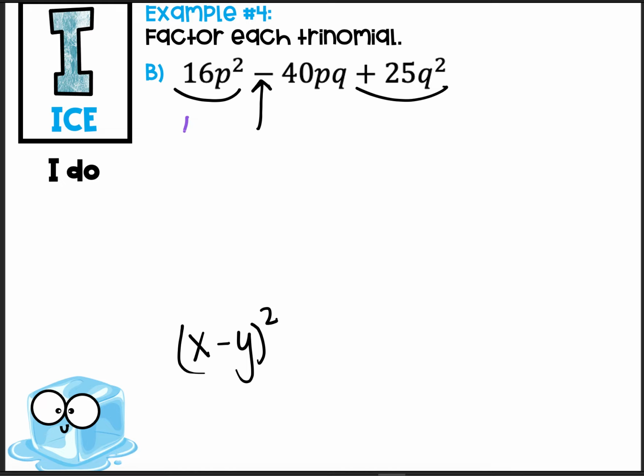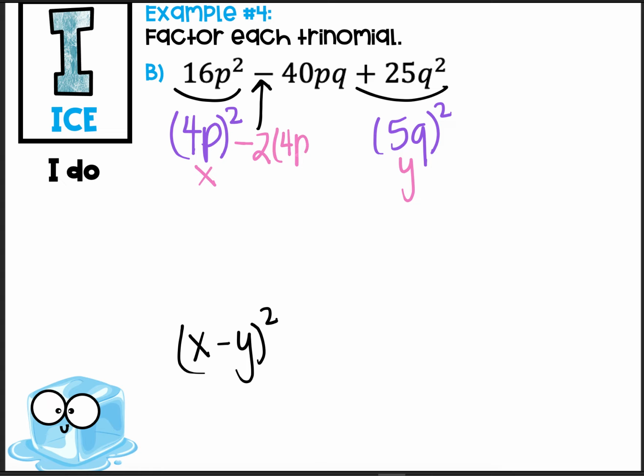The first term would be 4p squared, because 4 squared is 16, p squared is p squared. The last term, this will be my x, the last term would be 5q squared. The 5q would be my y. 5 squared is 25, q squared is q squared. Now let's check if the middle term is 2 times 4p times 5q, because the middle term is supposed to be 2xy.